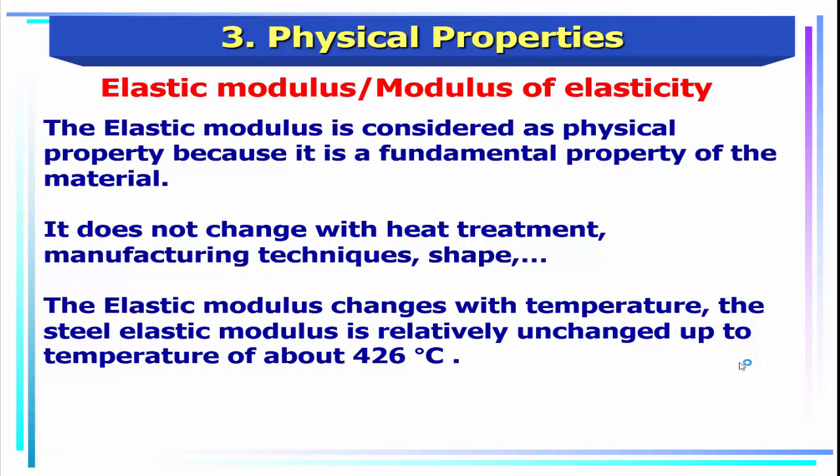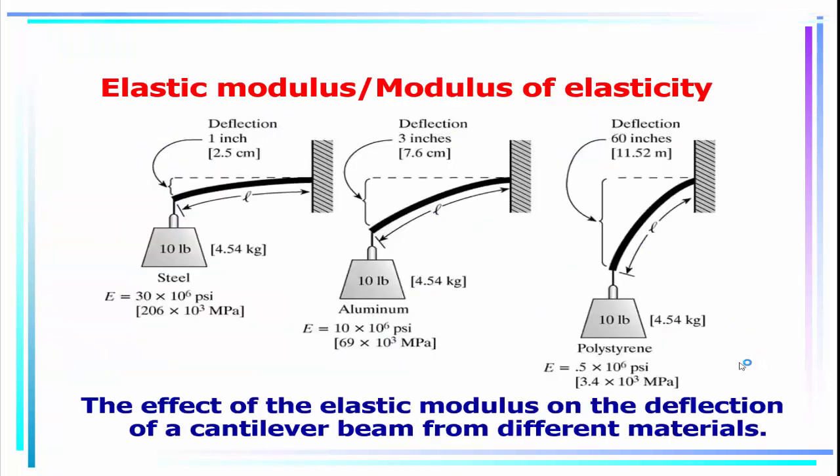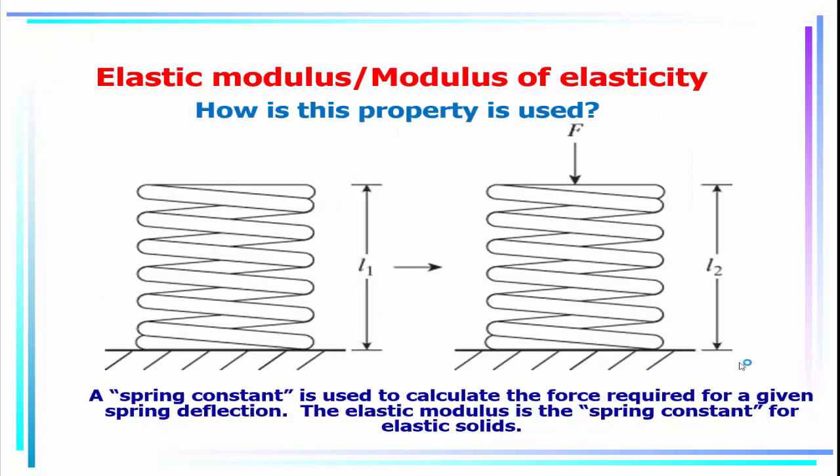The elastic modulus changes with temperature. The steel elastic modulus is relatively unchanged up to a temperature of about 426 Celsius. So this is the effect of the elastic modulus on the deflection of a cantilever beam from different materials. These are just examples of deflection of 1 inch, 3 inches, and 60 inches.